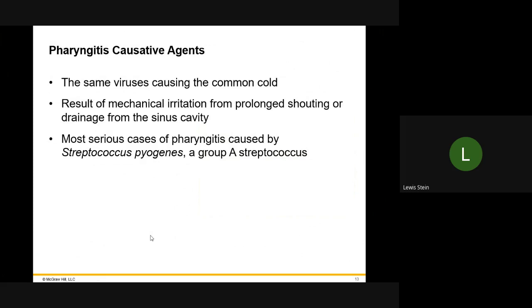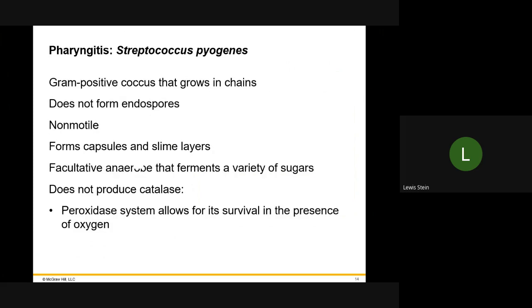That's where they come from. Okay, mechanical irritation, all these different types of things can cause it. Pharyngitis caused by the most serious again, Group A beta hemolytic streptococcus. So we'll talk about strep throat at length.